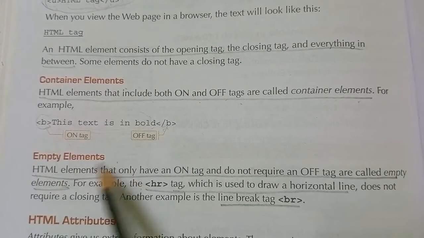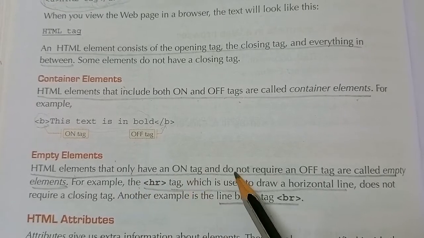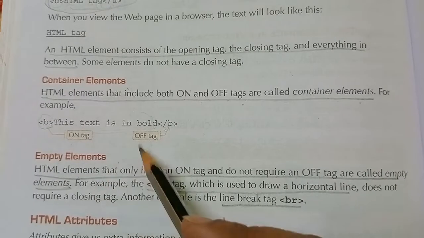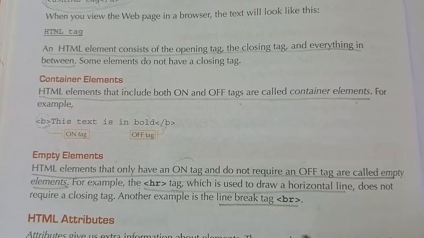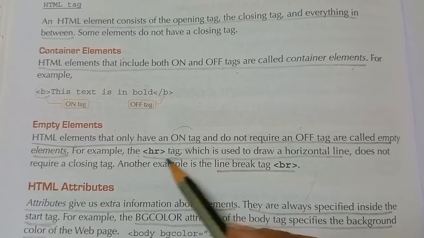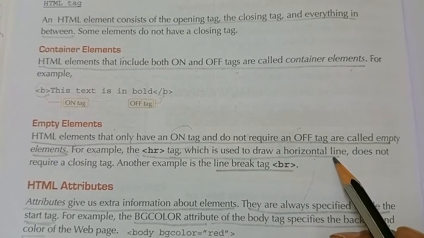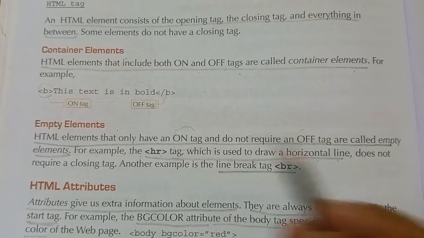Now next is the empty element. What is the meaning of an empty element? HTML elements that only have the on tag and do not require an off tag are called empty elements. That means any element which has only an on tag, no off tag, is called an empty element. Like this HR tag. The HR tag is used to draw a horizontal line. So if you want to draw a horizontal line, you have to use the HR tag. It does not have a closing tag.